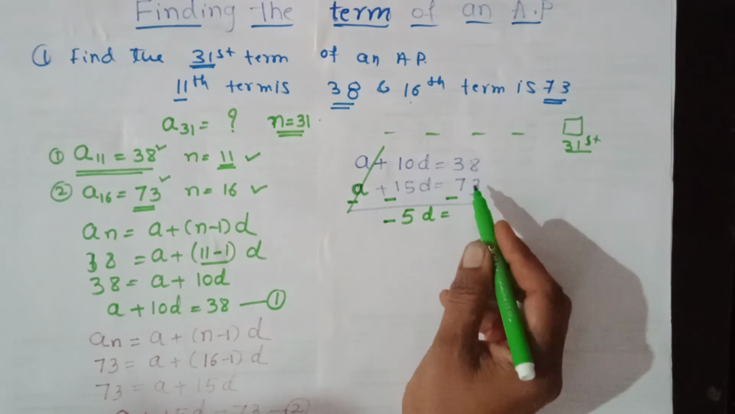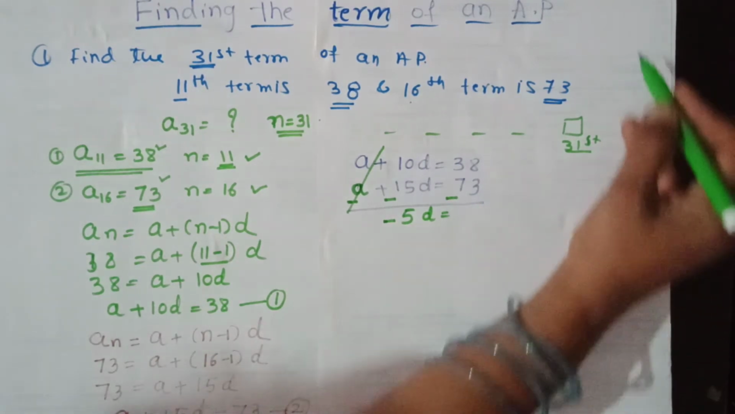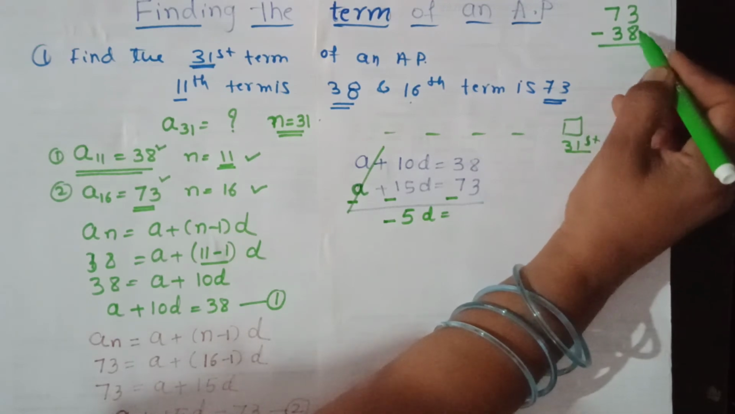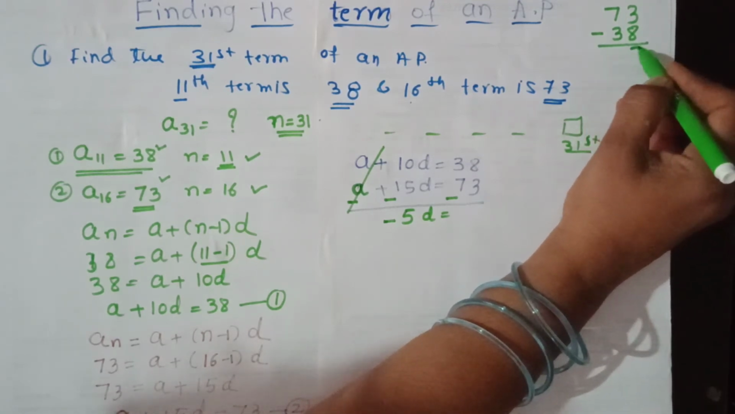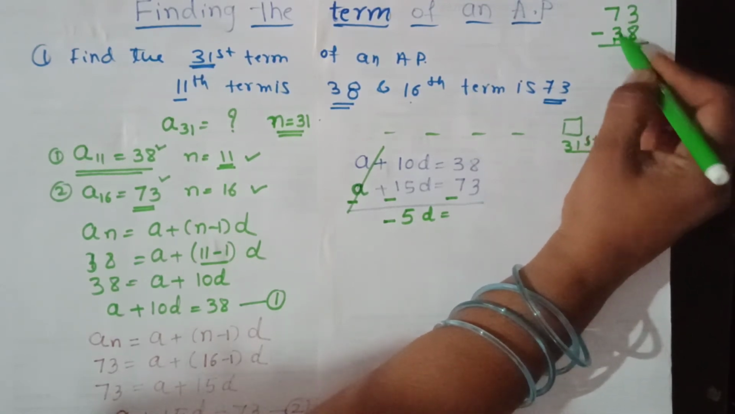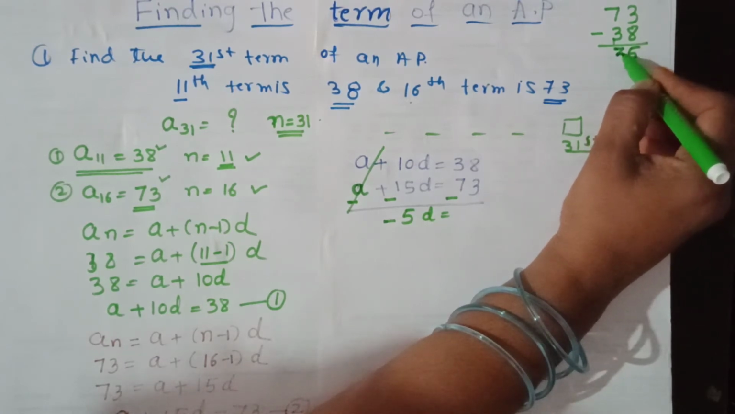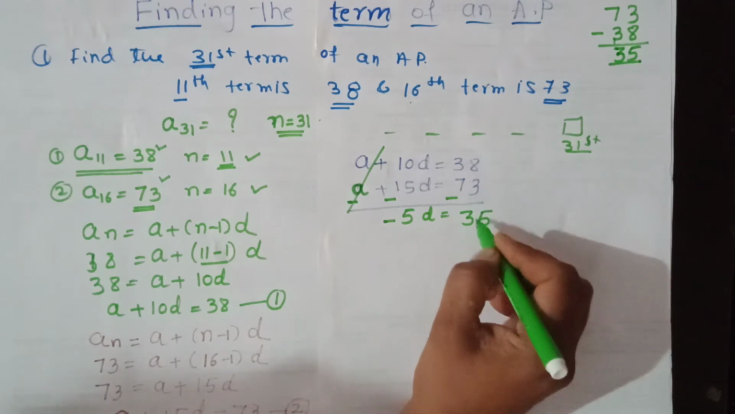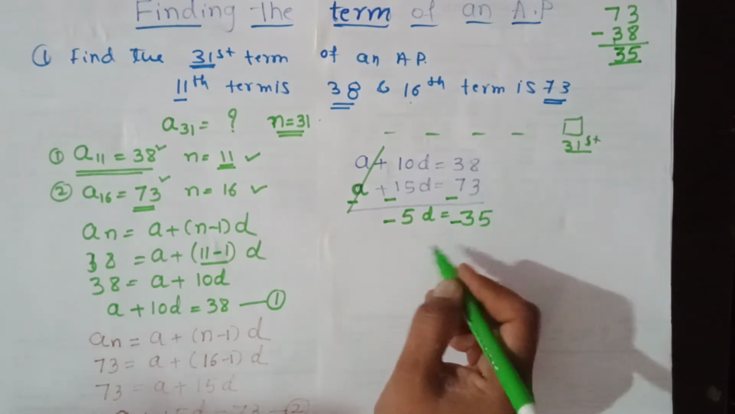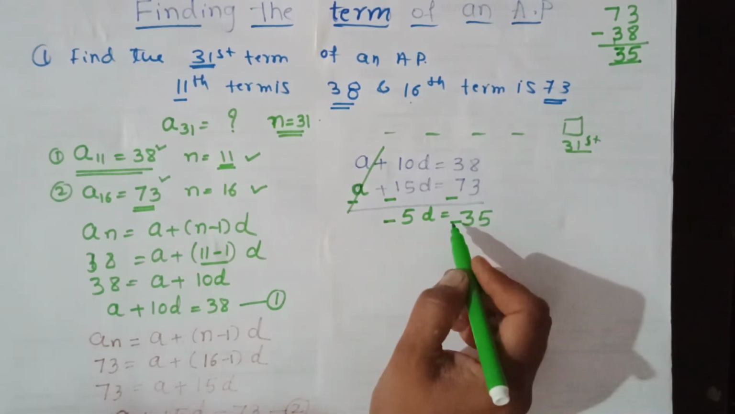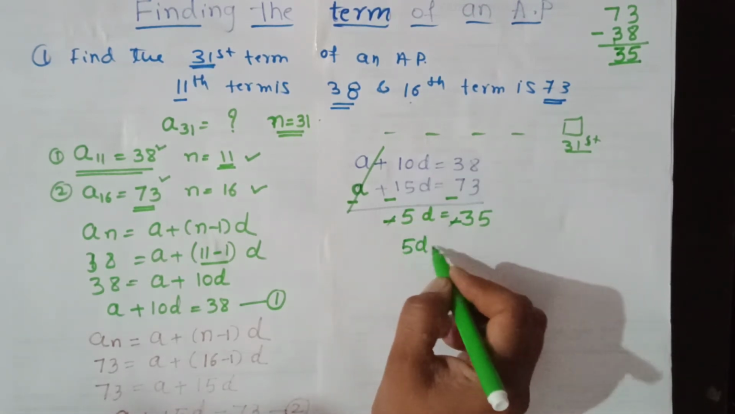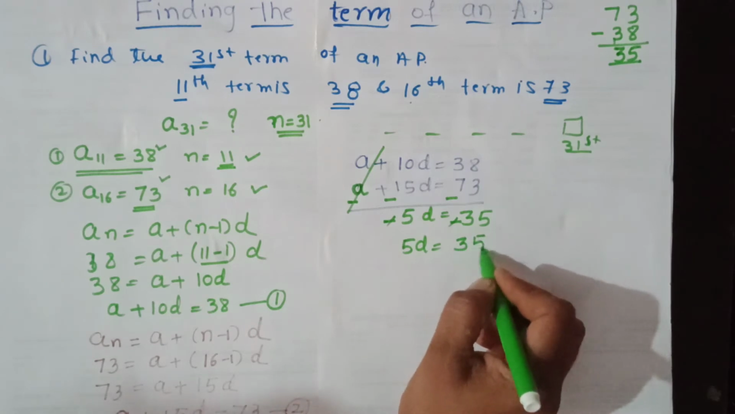d is equal to 73 minus 38. What is that? 13 minus 8 is 5, and carry 1. 7 minus 4 is 3, so it is 35. So I am getting 35, but minus, because the bigger number has the minus sign. Both sides have the minus sign, so they get cancelled.